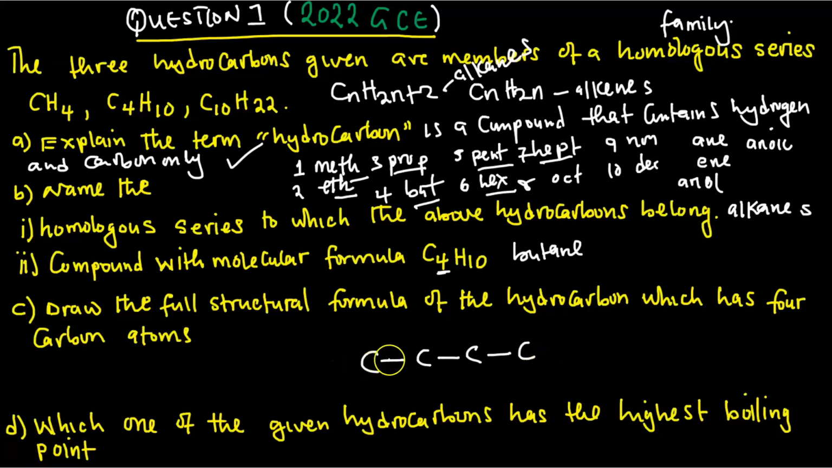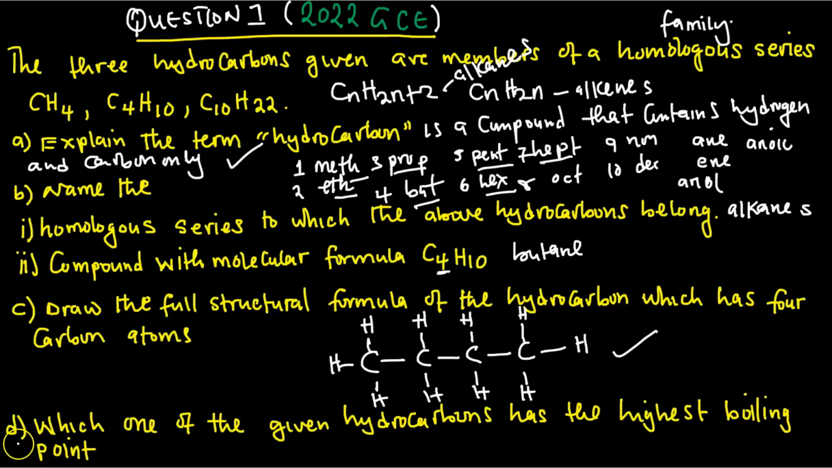Then to each carbon, you know that there's supposed to be 4 bonds. This one is already bonded to this one, so it's only remaining with 3 bonds. This one is only remaining with 2. This one only remaining with 2. This one only remaining with 3. Therefore, you connect the hydrogens here. Because this is a hydrocarbon, you only find hydrogen and carbon. So you connect like that. This is the full structural formula of the hydrocarbon which has 4 carbons. So this is the answer.